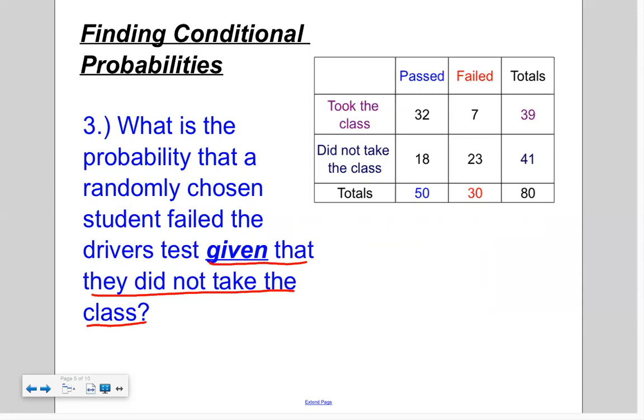So really our focus should be on that row of our condition. In this case it's a row because did not take the class was a row. So I'm really only looking at the probability of somebody who failed the driver's test out of the total number of people that did not take the class. So in this case, it's going to be our 23 out of 41.